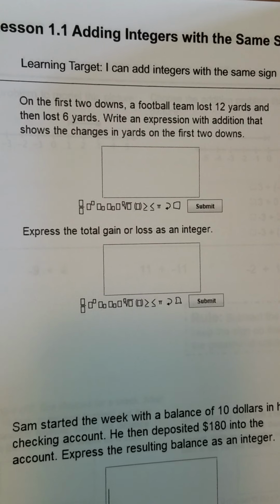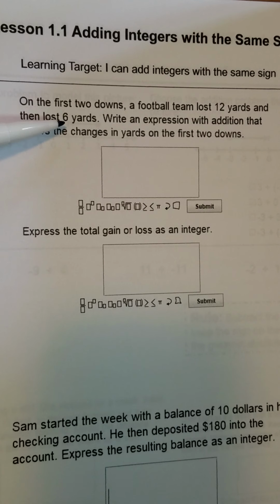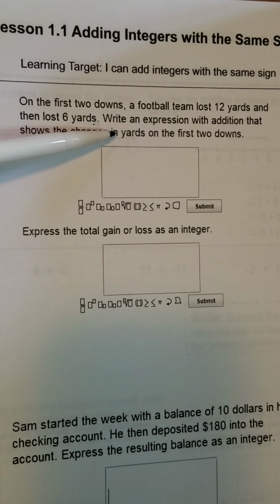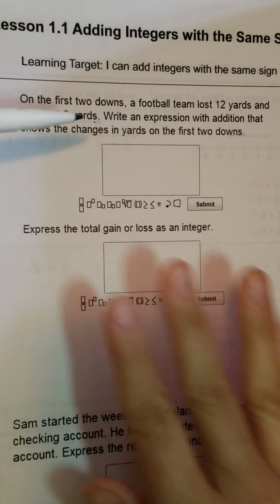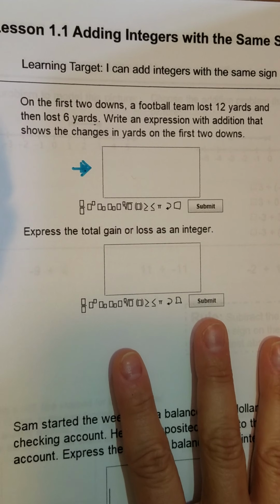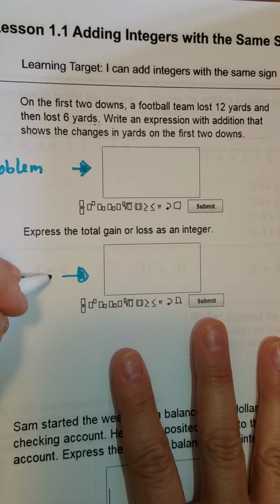On the first two downs, a football team lost 12 yards and then lost 6 yards. Write an expression with addition that shows the change in yards of the first two downs. So this is a problem that you might see in Get More Math. And the first box, they want the problem. And in the second box down here, they're going to want the answer.